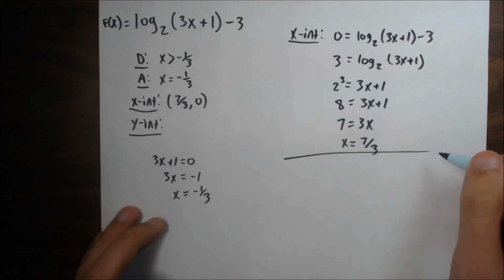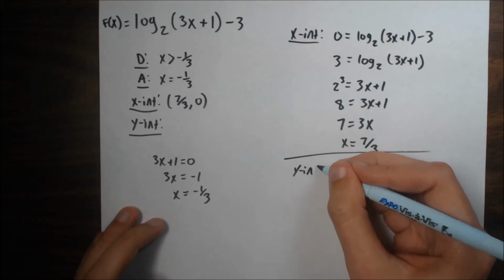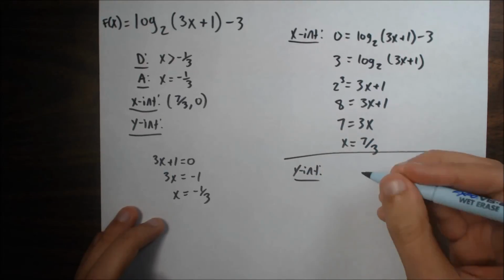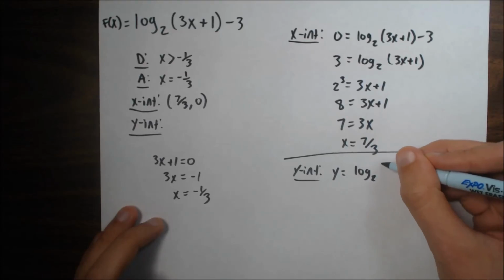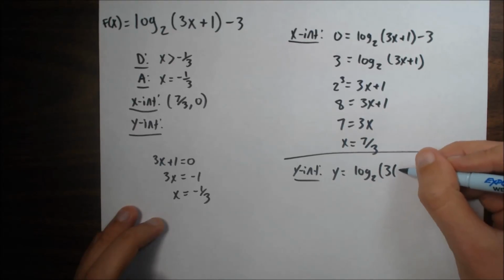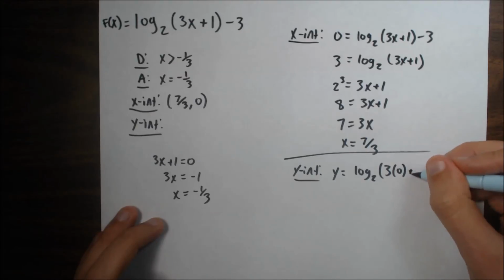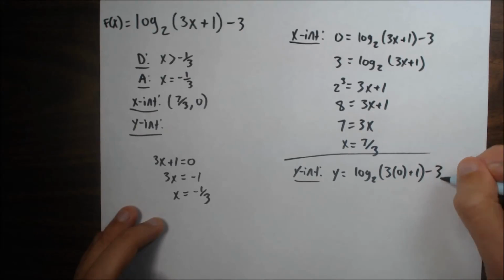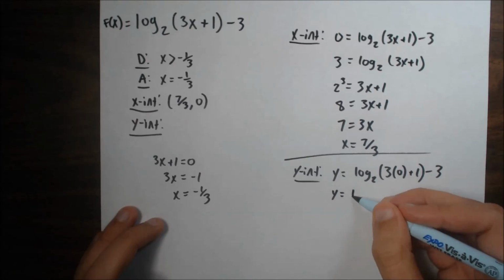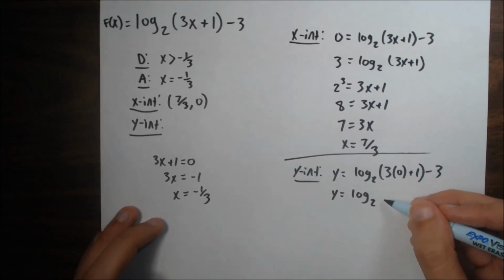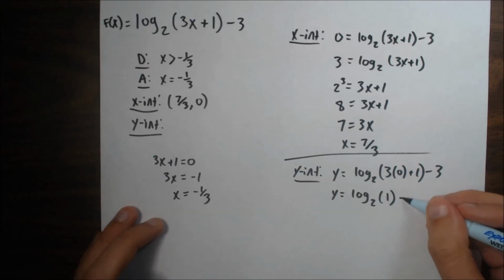All right, and for the y-intercept, plug in a 0 for x. So y equals log base 2 of (3 times (0) plus 1), minus 3. Well, this part's just going to be 0. So we get log base 2 of 1 minus 3.